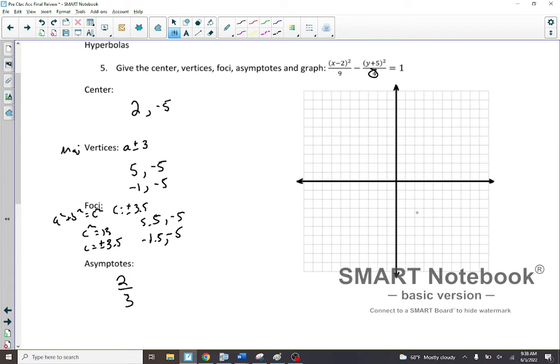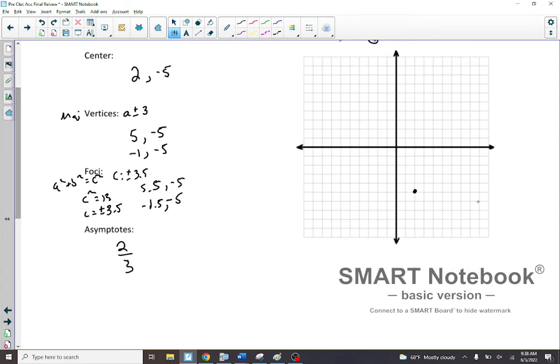1, 2, 3, 4, 5. 5 comma negative 5. 1, 2, 3. Wait, 3 to the right. 1, 2, 3. 3 to the left. The foci are somewhere in here in the middle, or beyond it.